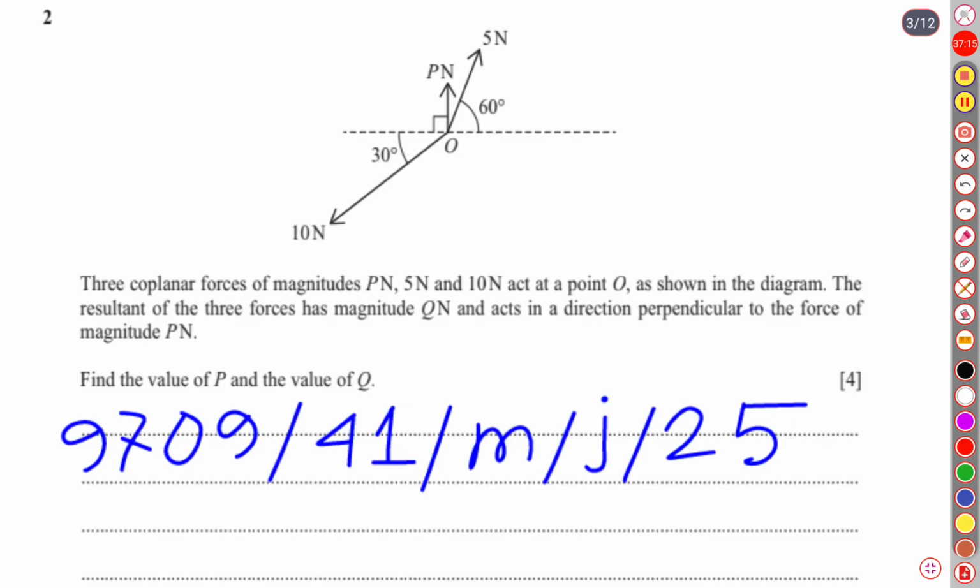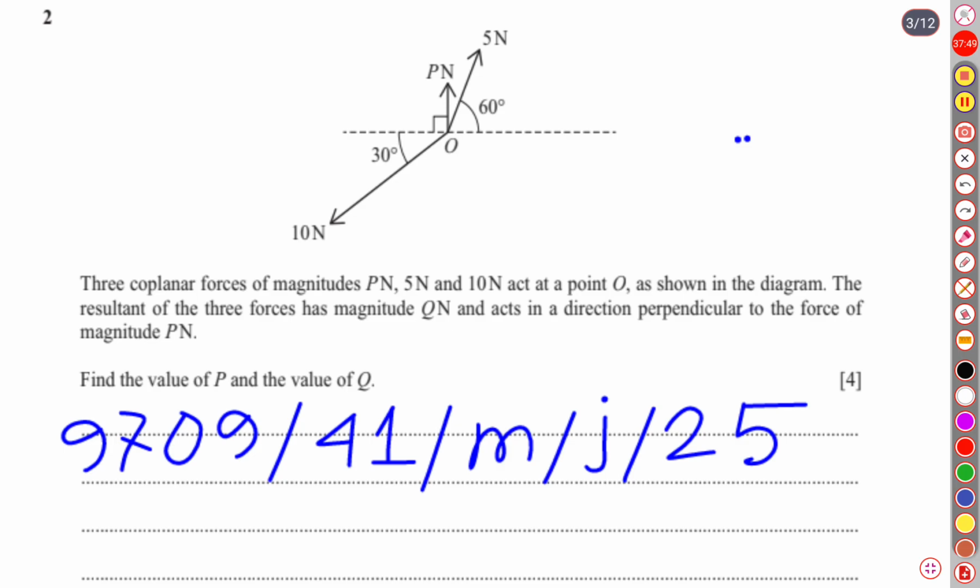The next question belongs to paper 9709/41 for the session May June 25, and it says three coplanar forces of magnitude P Newton, 5 Newton, and 10 Newton act at a point O as shown in the diagram. The resultant of the three forces has magnitude Q Newton and acts in a direction perpendicular to the force of magnitude P Newton. Find the value of P and the value of Q.